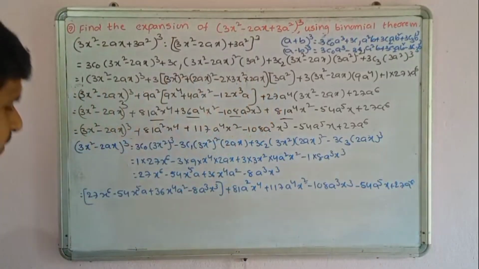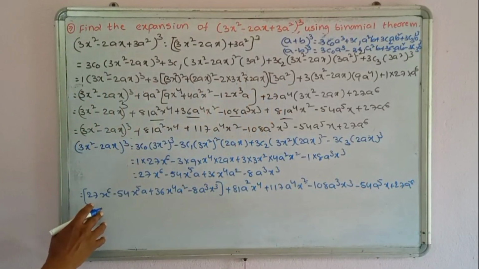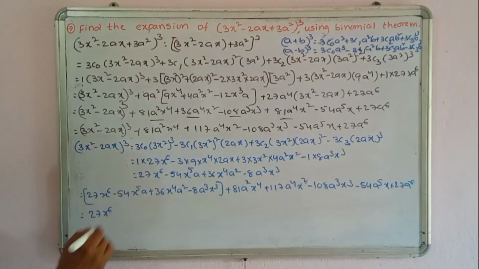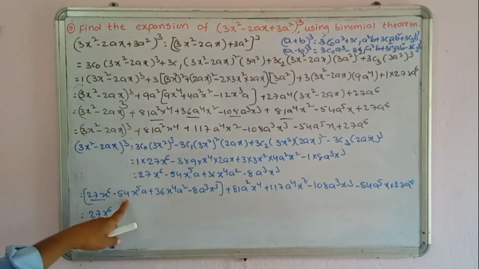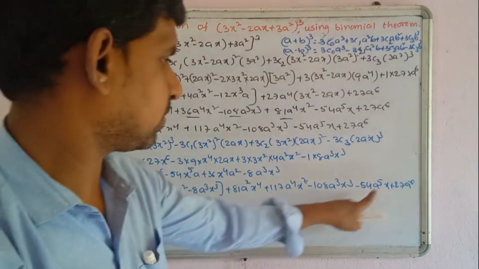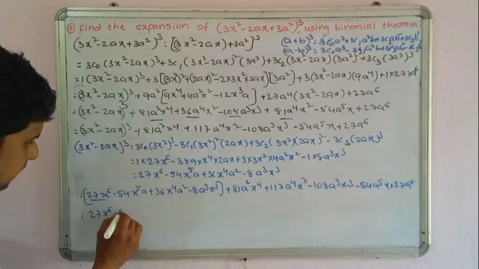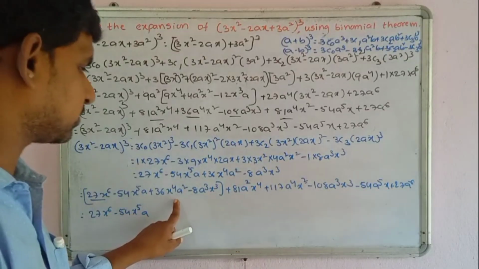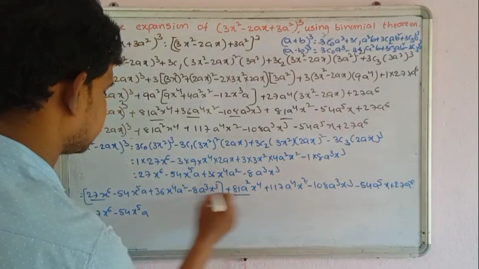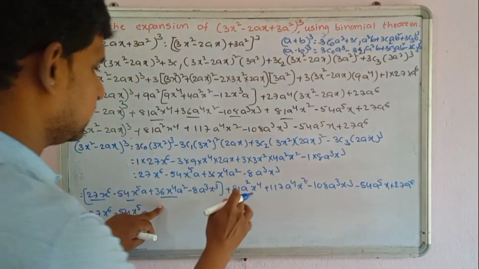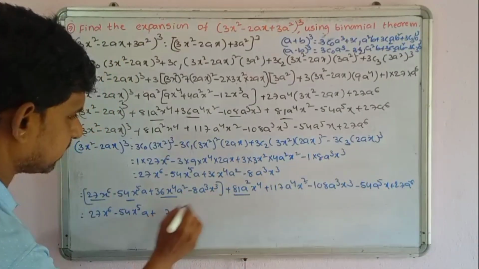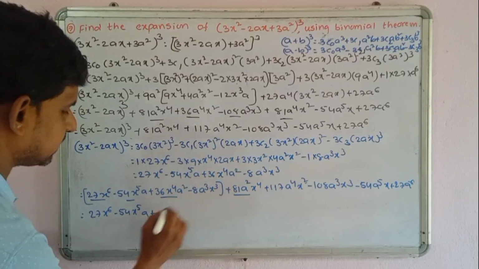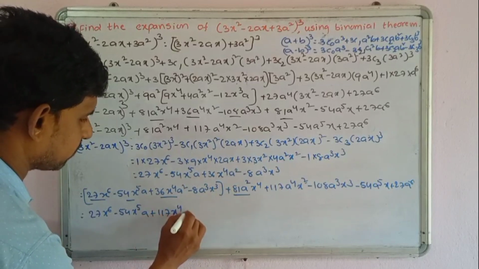Okay, see the next one. So 27x⁶, only one term is there, so the x⁶ term only one is there, 27x⁶. Now see, this is completed. 54x⁵, one term. So 36x⁴a². See here x⁴a² is there, here also x⁴a² is there. So 1 plus 6 is 7, 8 plus 3 is 11, x⁴a².